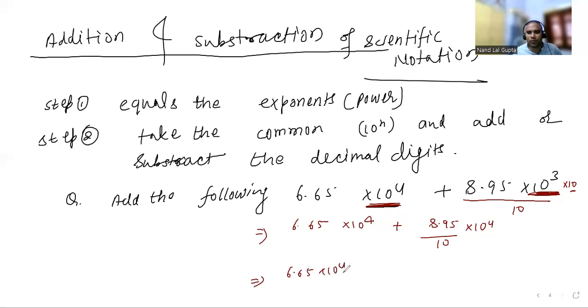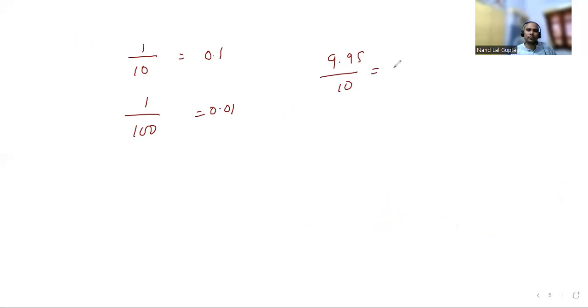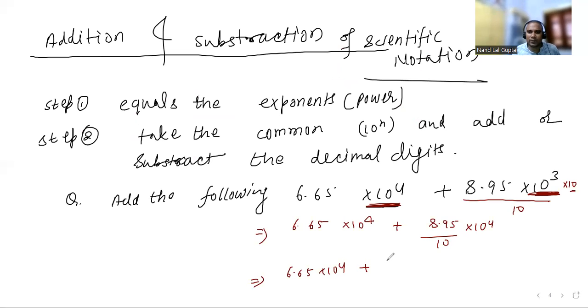6.65 into 10 power 4 plus... If you are dividing 1 by 10, what value will come? 0.1. Yes or no? 1 by 100 means 0.01. Are you able to understand? Yes, sir. If it is 9.95 divided by 10, what will come? 0.995. Is it okay? Yes, sir. Now come back to the other. If you are dividing 8.95, what will be there? 0.895 into 10 power 4. Yes or no? Yes, sir.